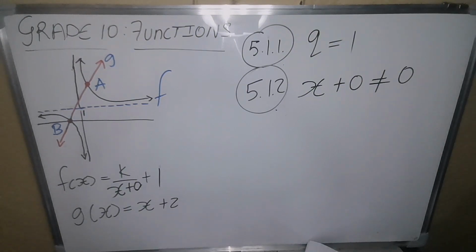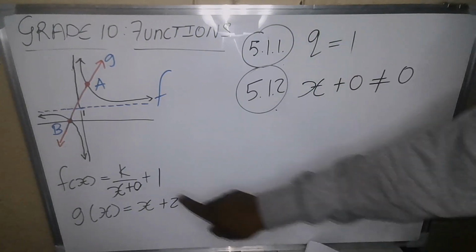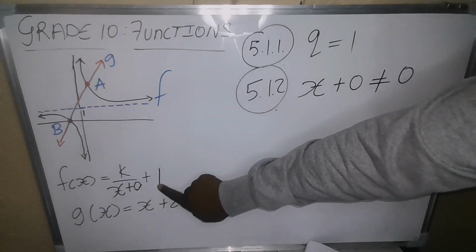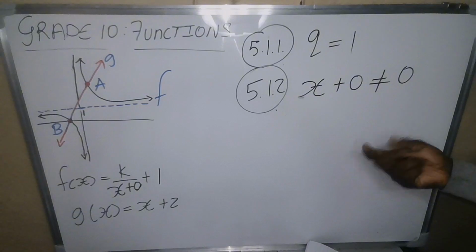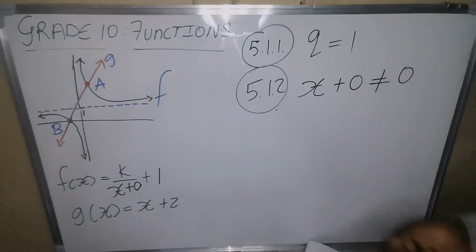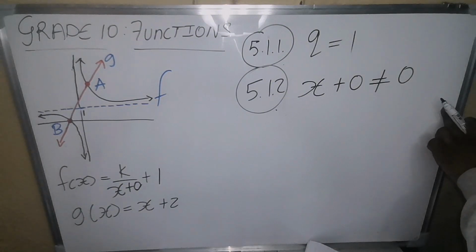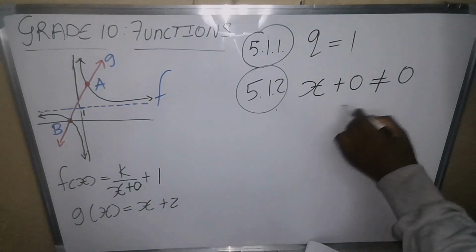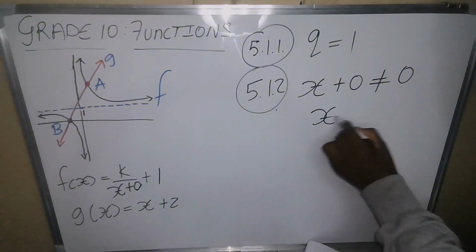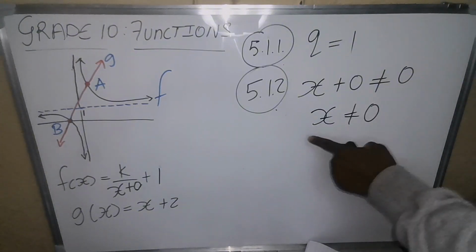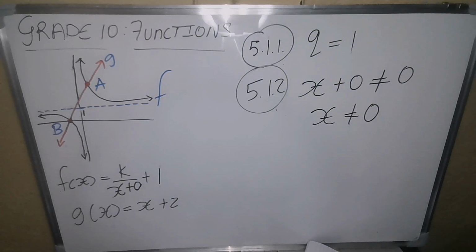For the range of a hyperbola, you must say y should not be equal to 1, which is q. So the domain works together with the vertical asymptote, and the range works together with the horizontal asymptote. Therefore, you solve for x. Transpose 0 to the right, and it becomes x is not equal to 0. This is your domain. It's very simple. That's how you find the domain of a graph.